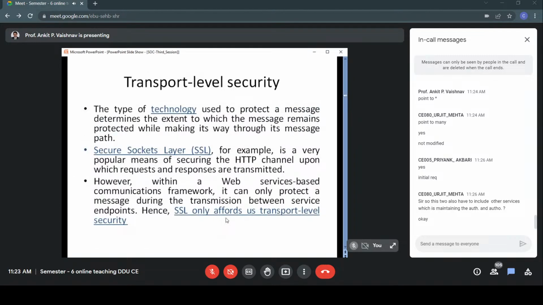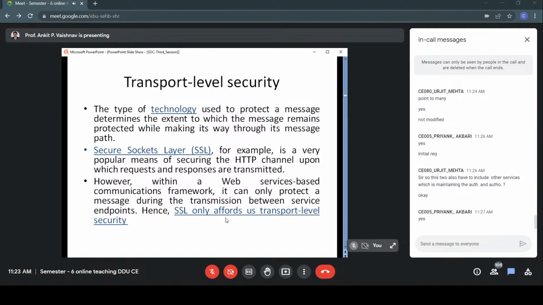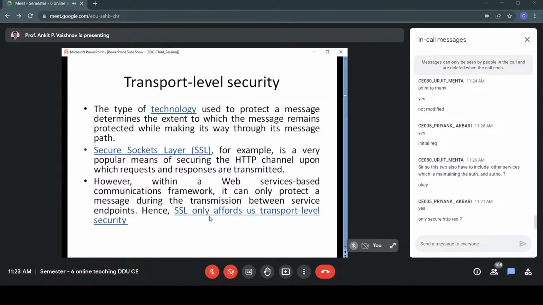Yes, that is transport level security. All of you know SSL, right? What is the limitation of SSL? Anyone knows that? What is the limitation of secure socket layer with respect to SOA, right? It is doing a good job, SSL, right? But in case of SOA, it actually fails to some extent. Only secure HTTP request. Yes, correct, right?